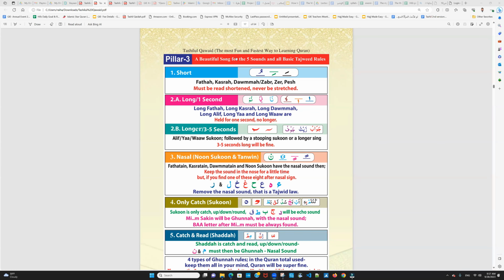In level 2, we are focusing on 2 main topics. One is 5 sounds in 3 positions, as we already started learning 29 Arabic letters. So a student will learn a beautiful song for 5 sounds, in every class 2 or 3 lines. It's a very nice and interesting song. It helps to memorize all 5 sounds used for Quran recitation, as well as all basic tajweed rules, very well organized under each sound.